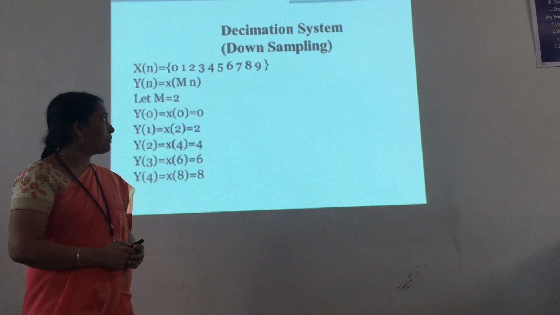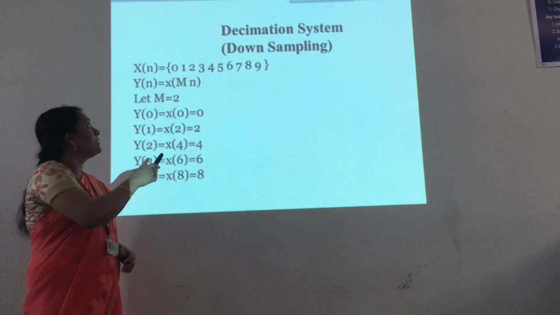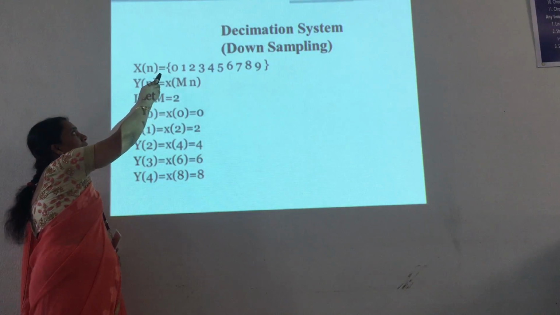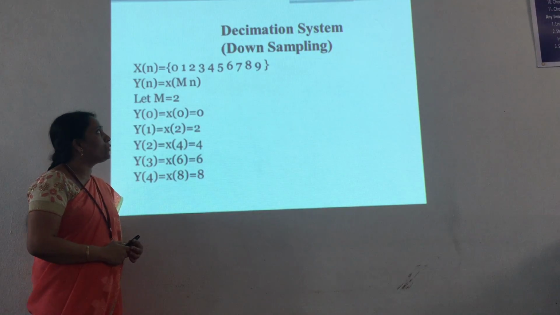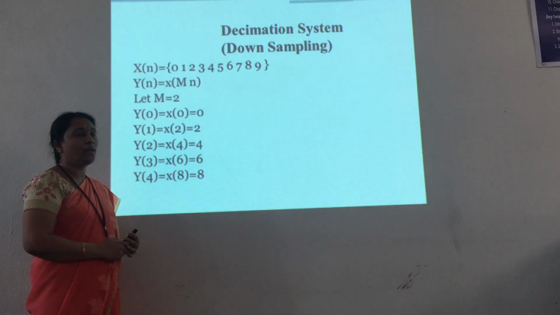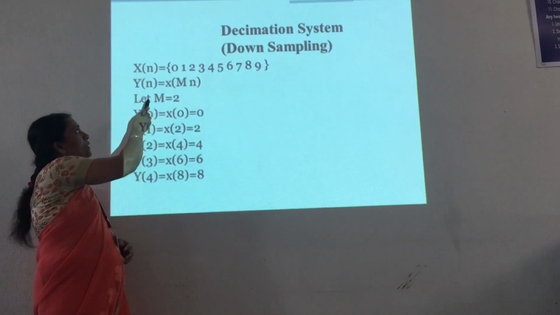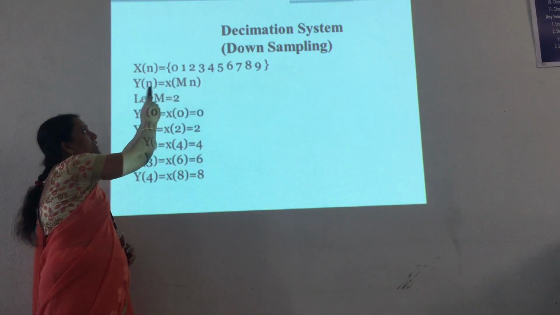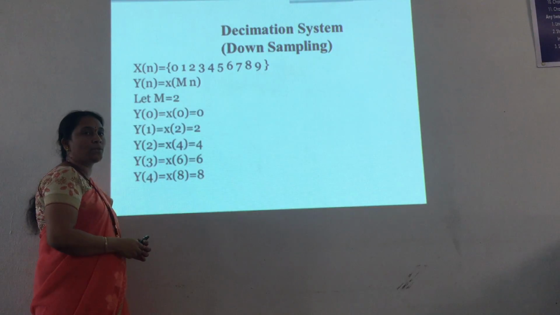Next, for example, we will see using a problem. This is the input sequence. This input sequence contains a total of 10 samples with amplitudes 0, 1, 2 and so on till 9. So x of n contains a total of 10 samples. Now y of n is equal to x of Mn. This is the mathematical relation between output and input. So M is the decimation factor.